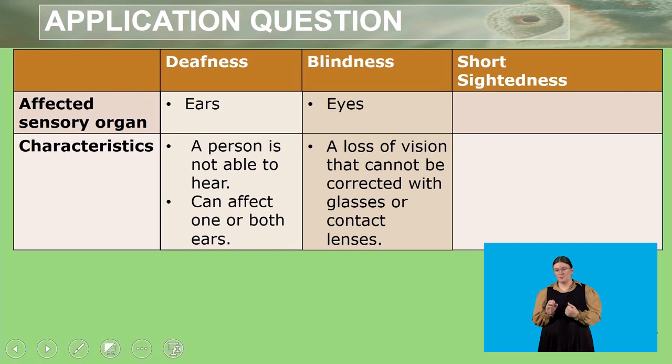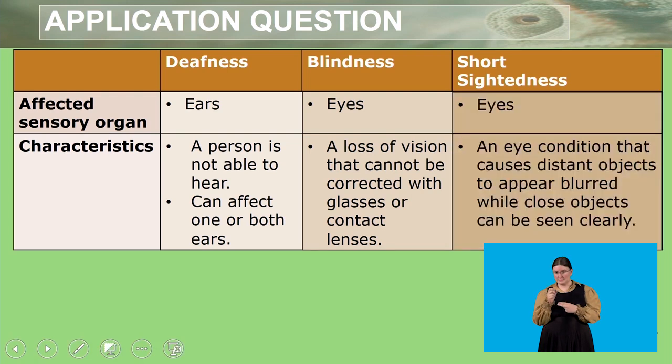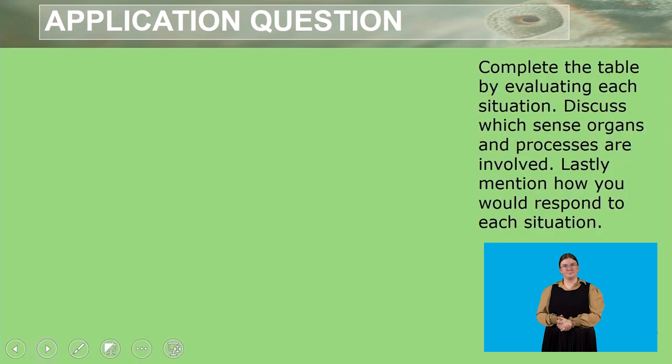And then thirdly, we have short-sightedness. This is another health issue that affects the eyes. How it is characterized is that it is an eye condition that causes distant objects to appear blurred, while close objects can be seen clearly.